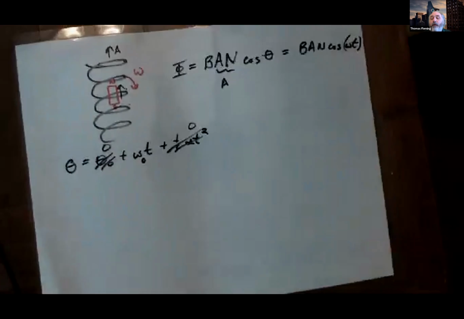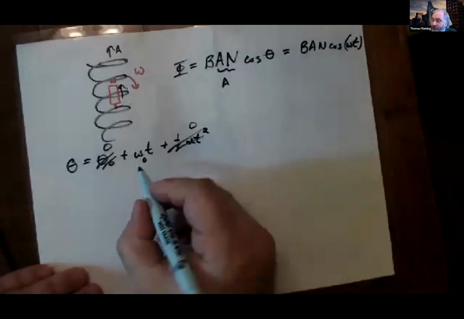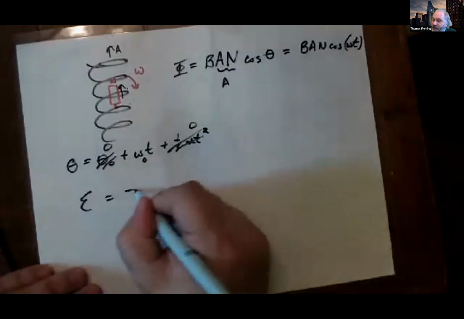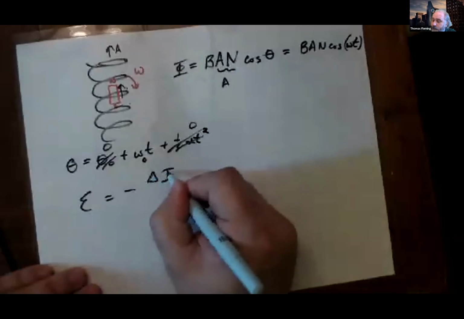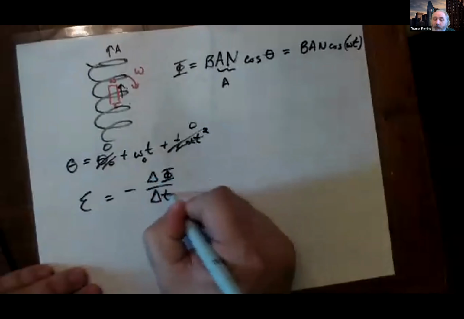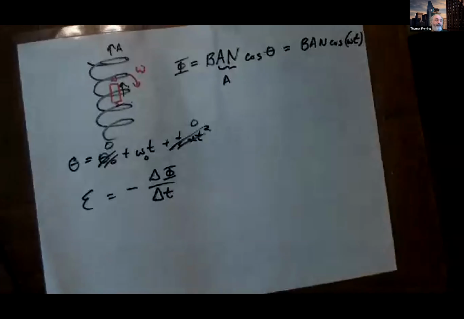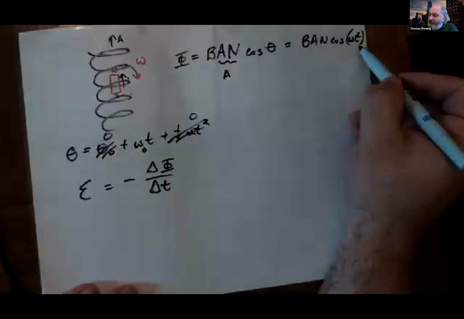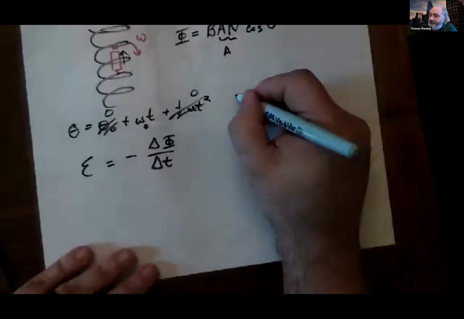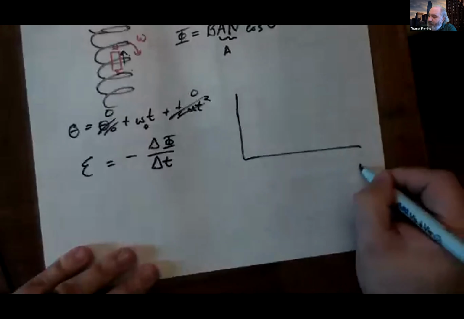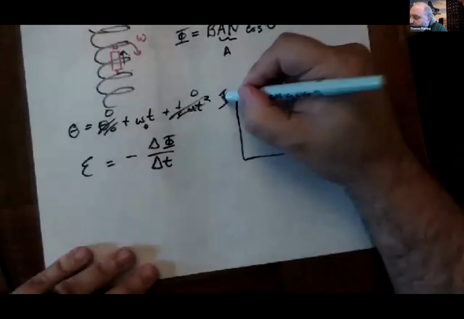But what I care about is how rapidly that flux is changing, right? Remember, the EMF is the rate of change of my flux. And to think about the rate of change of my flux, let's do this visually. Let's do a graph. Graphs are awesome. Here's time. Here's my flux.